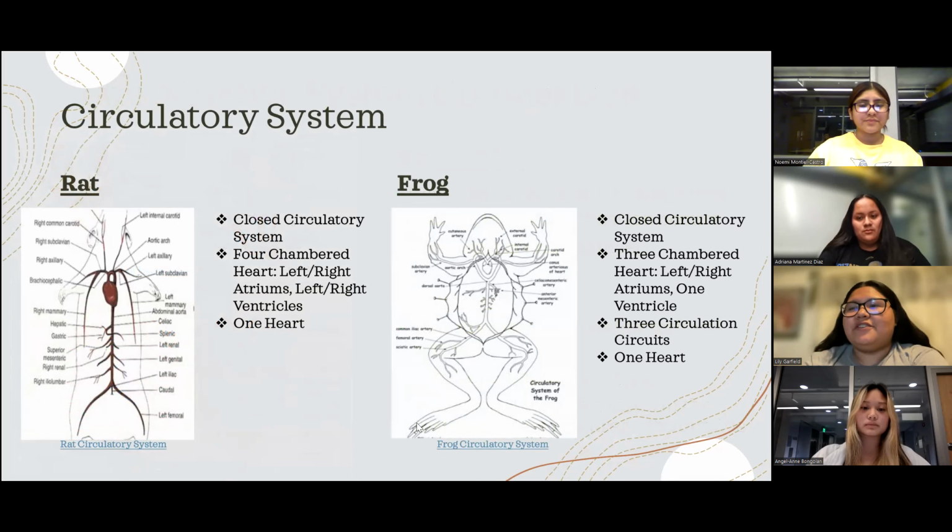So for the circulatory system, both the frog and the rat have closed circulatory systems. The rat has a 4-chambered heart, which includes the left and right atriums and the left and right ventricles, but the frog only has a 3-chambered heart, which contains the left and right atrium and 1 ventricle. They both have 1 heart, and the frog also has a 3 circulation circuit.